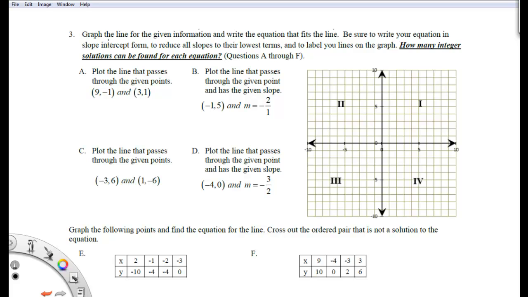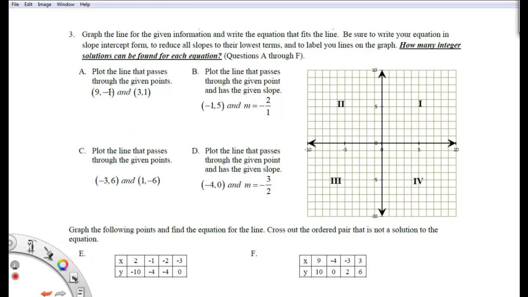Okay, on this next set of problems, we're going to use the given information to find an equation that fits the line. We're first going to draw the line using these 2 points, A and C, and then with that information from these 2 points, we're going to find the slope and the y-intercept, and then we're going to write an equation for the line. And then one thing that we have to decide is how many integer solutions can be found for each equation. So that's where we've got to count every point that appears on the graph. So let's graph 9 and negative 1.